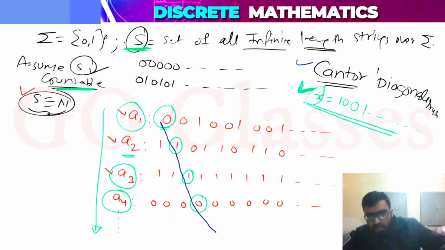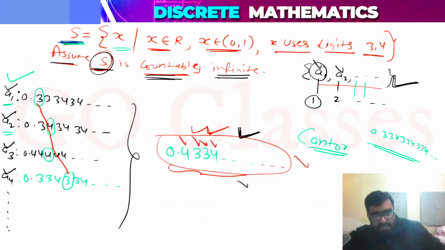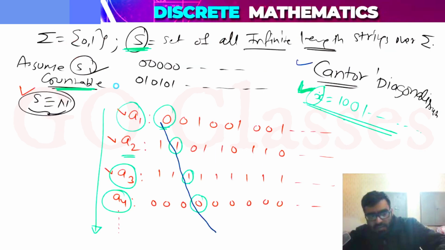Okay. Let's take one more example. First of all, the set of real numbers is uncountable, because we have already seen a very small subset of real numbers, from 0 to 1, that itself was uncountable. For example, this set S, the set of real numbers between 0 and 1 that only uses the digits 3 and 4, was itself uncountable. So of course, the set of real numbers is a superset of this S. So definitely that is also uncountable. Anyway, let's take one more example.